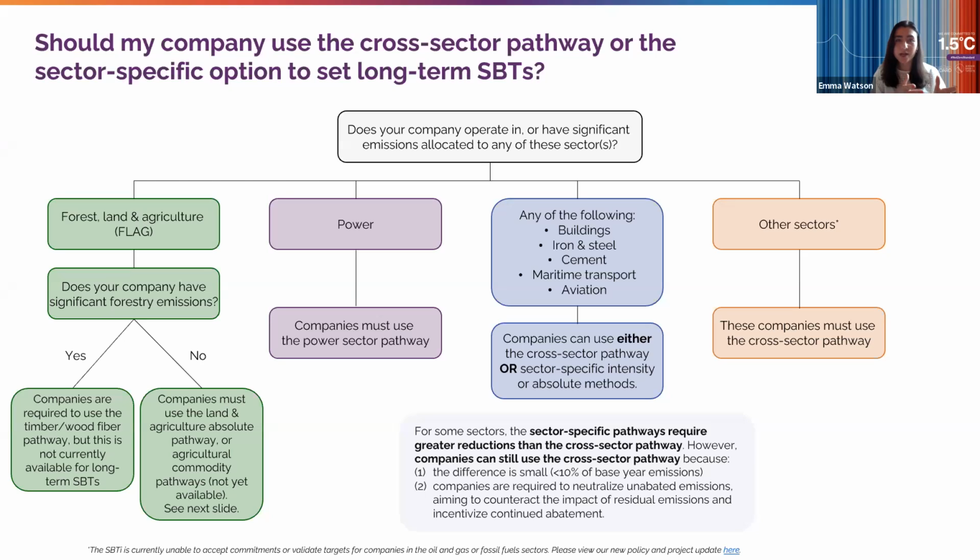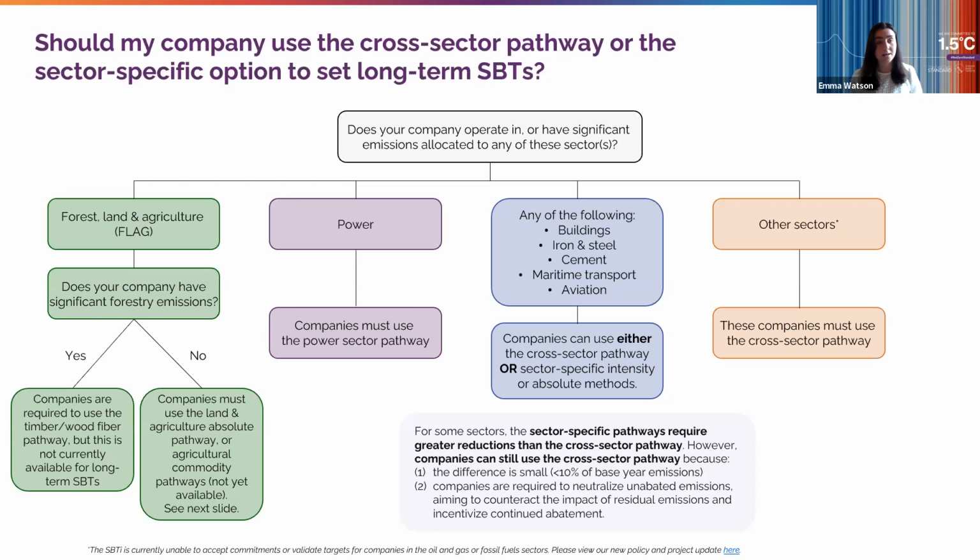If we take it from the left-hand side of the screen, if you do have significant emissions from the forest, land and agricultural sector, the first question you would need to ask is whether your company had significant forestry emissions. The reason is that companies in the forestry sector, those producing timber or wood fibre, would be required to use their sector-specific pathway. However, this is not currently available, and that's something that the SBTi is still working on.